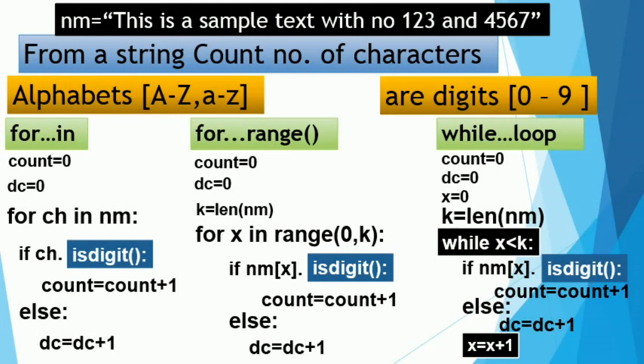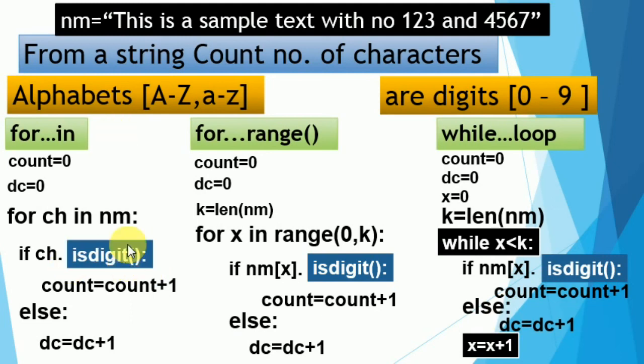Now let us discuss the next question, that is, we have to check how many digits and alphabets are in a string in one coding. If you go through the for range and while loop, I've written the same code, but the only difference is that I included the else part. Else part is there, and here is also the else part.